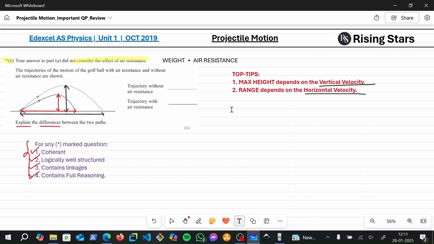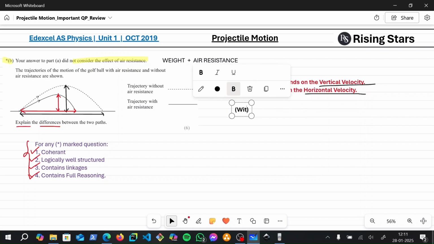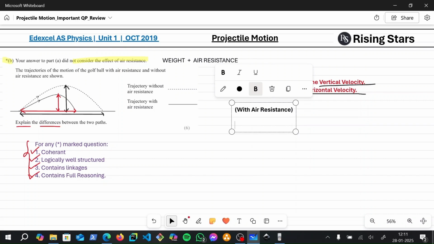Alright, so now we can jump onto the answer, given that you have understood the topic here. So we're gonna write the answer for the trajectory with air resistance. We are gonna break down the answer into two sections, each section for one component. The first section will be for the vertical motion, and the second part will be for the horizontal.